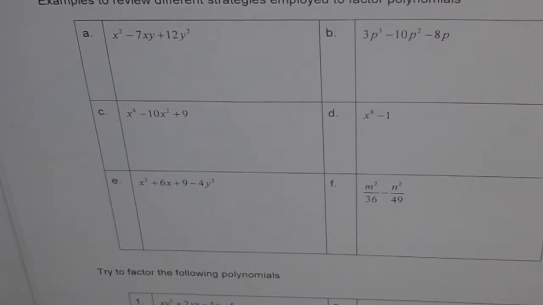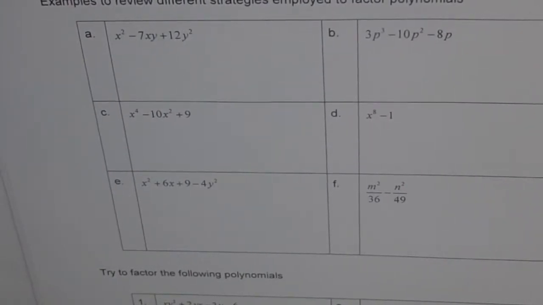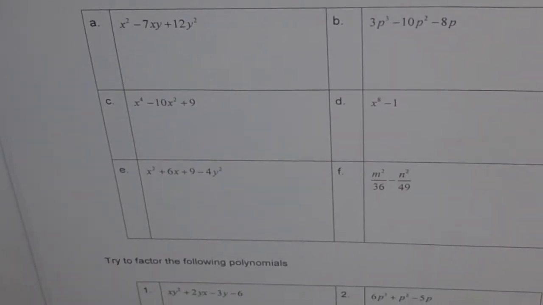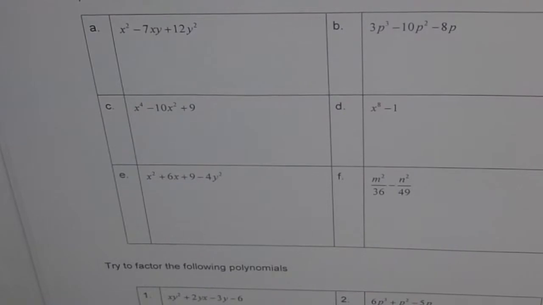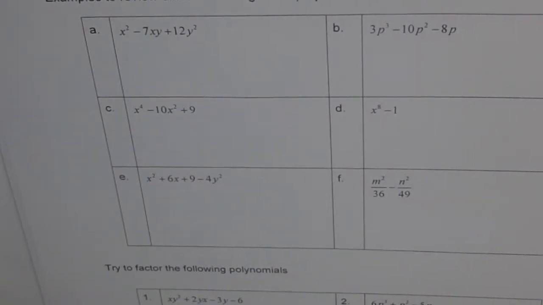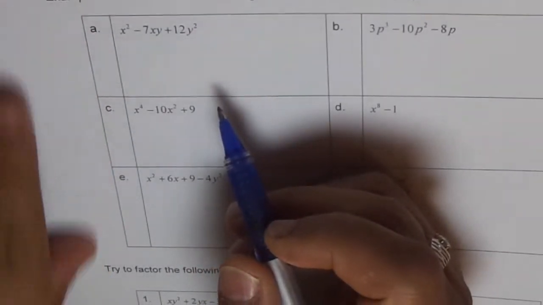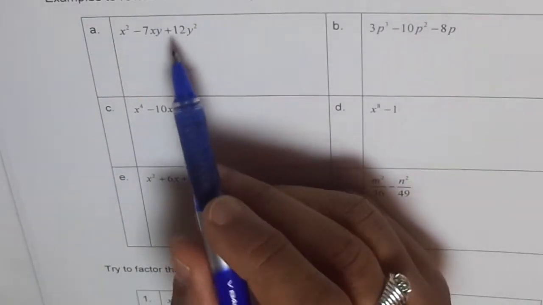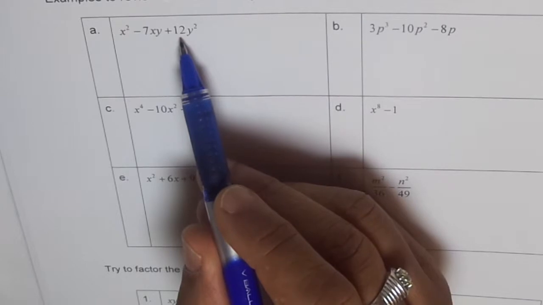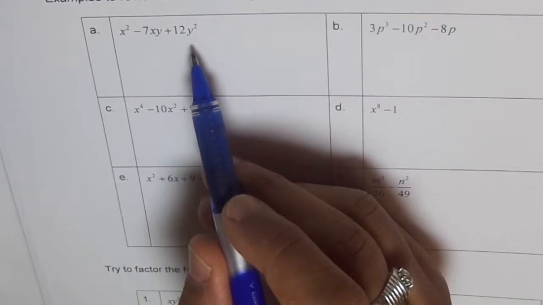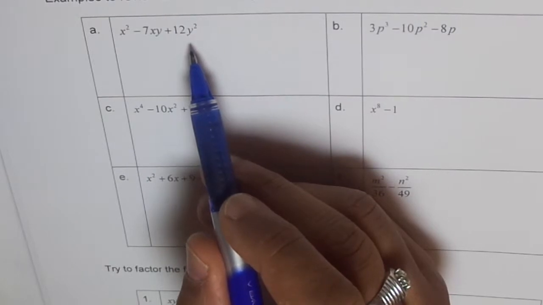Correct. Let's start with the very first example, which is x squared minus 7xy plus 12y squared. Well, this is similar to most of the trinomials which you have factored, and we will use the same strategy, product and sum. The only difference my students sometimes face a problem with is when, instead of just the number 12, I write 12y squared, and that creates an issue, right? Many times they get puzzled.